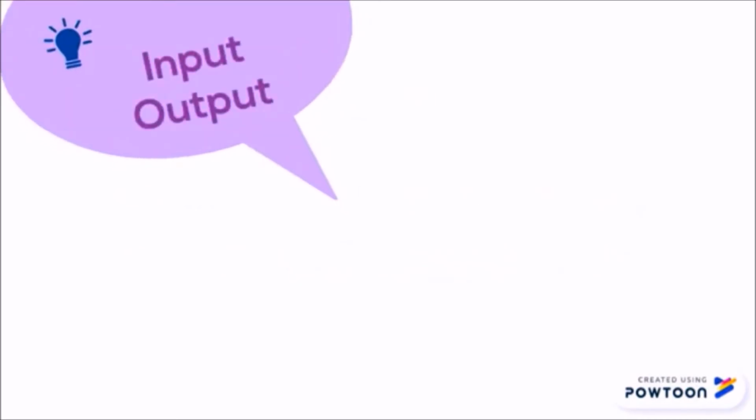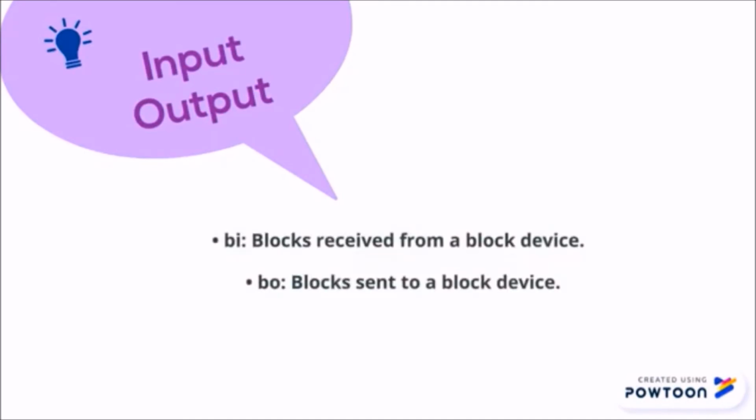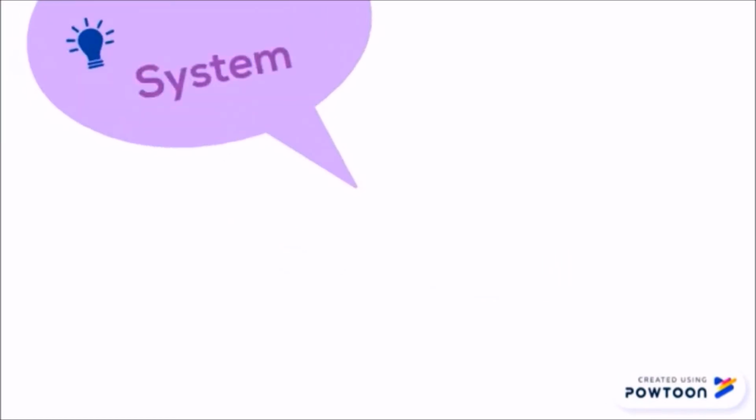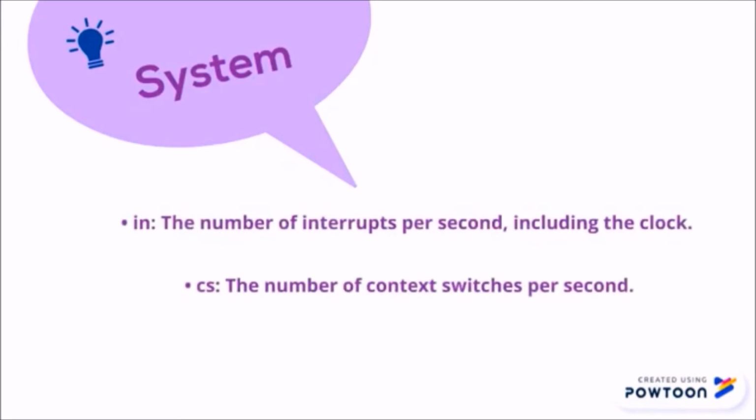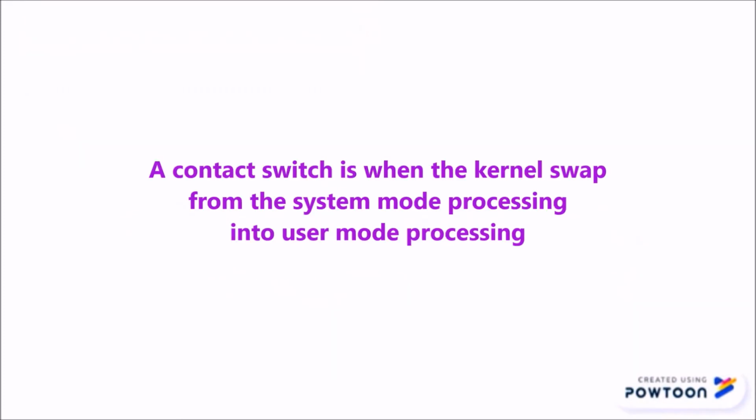Next, for I/O, input and output, it has bi and bo. Bi represents blocks received from a block device, and bo blocks sent to a block device. The next part is system. It has in and cs. In is the number of interrupts per second, including the clock. Cs is the number of context switches per second. A context switch is when the kernel swaps from system mode processing into user mode processing.